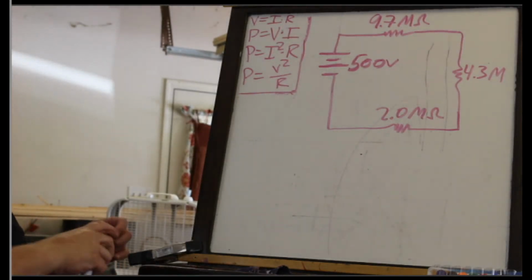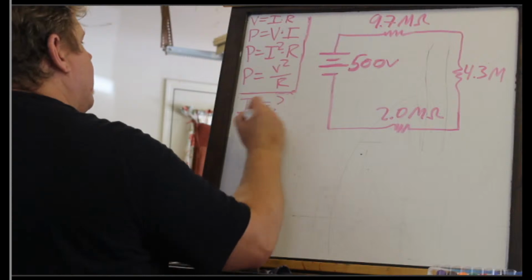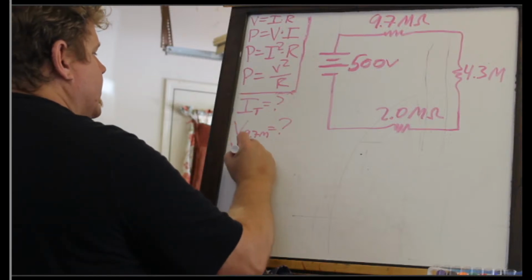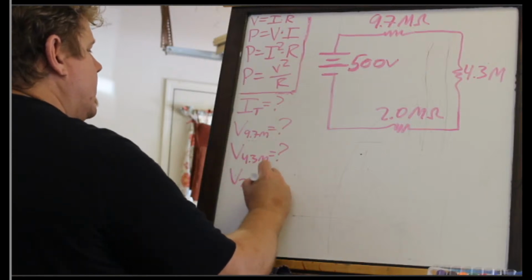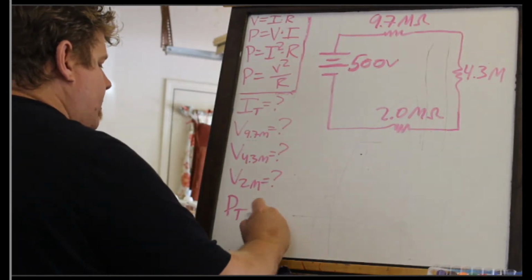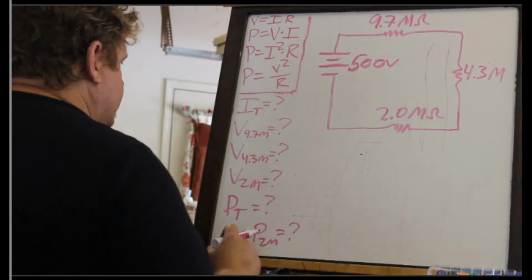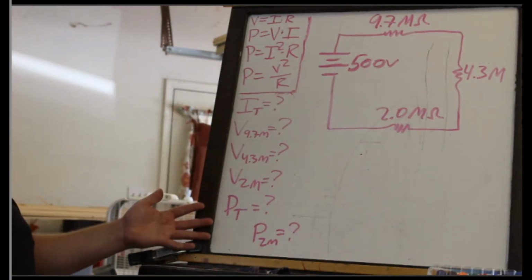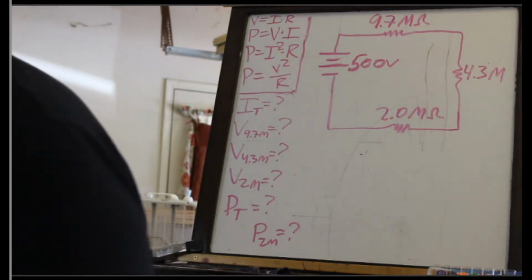500 volts. Okay? So I want to know the following. I want to know what is the total current. I want to know what the voltage on the 9.7 meg is. I want to know what the voltage on the 4.3 meg is. I want to know what the voltage on the 2 meg is. And then I want to know the total power, and then one other power. I want you to do the power of the 2 meg. Okay? So, we just discussed all of this stuff. Should be super straightforward on how you approach this. Okay? Go ahead. I'll give you some time here.